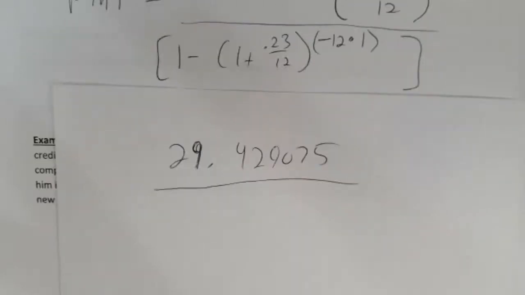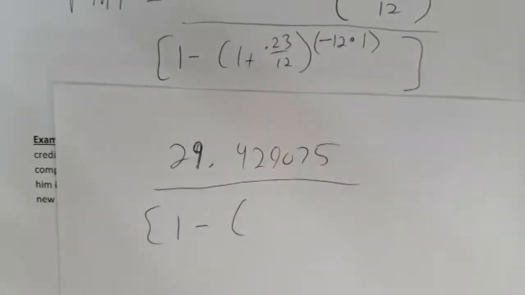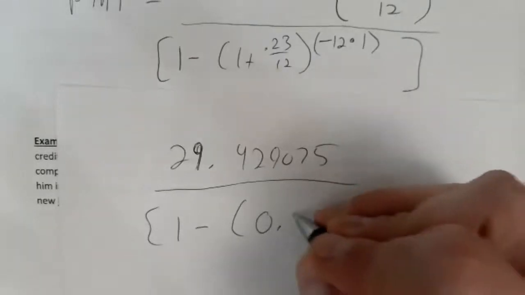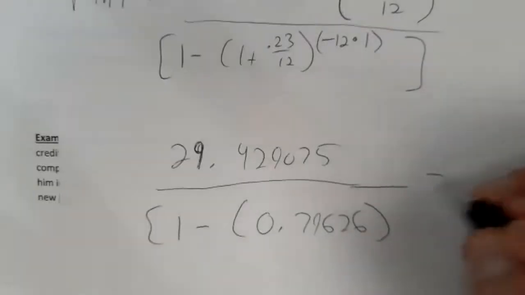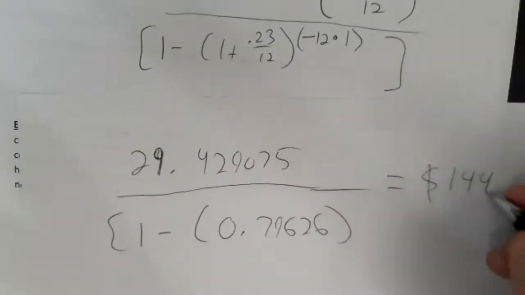On the bottom, if I look at this thing, I have 1 minus. If I want to do 0.23 over 12 and add 1, and then raise that to the negative 12th power, what I should be getting here is something like 0.79626. I subtract 1 from that thing and I divide it by 29.429075. Divide by that thing. Around 144.